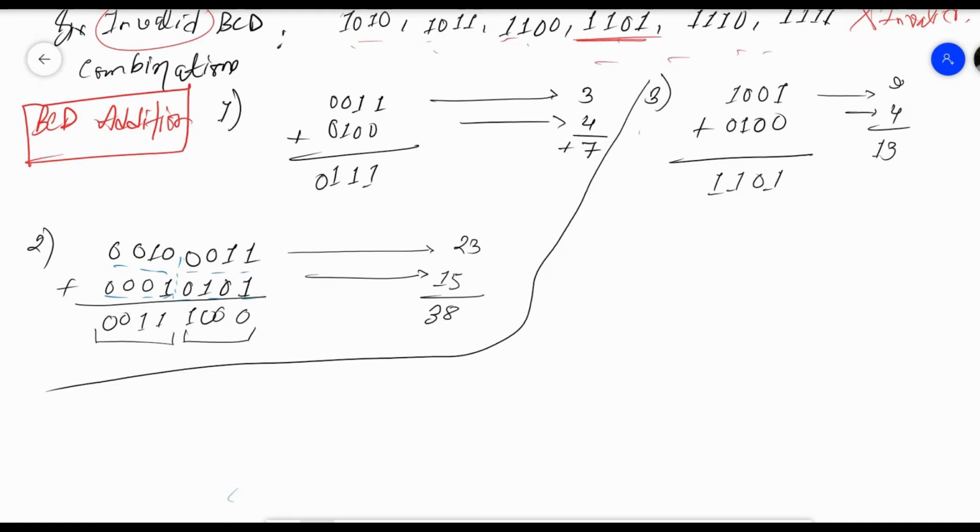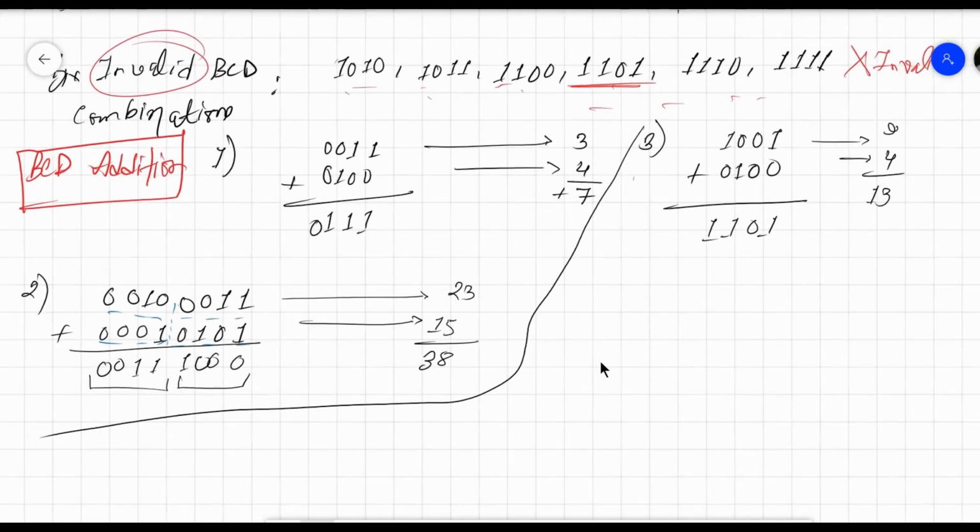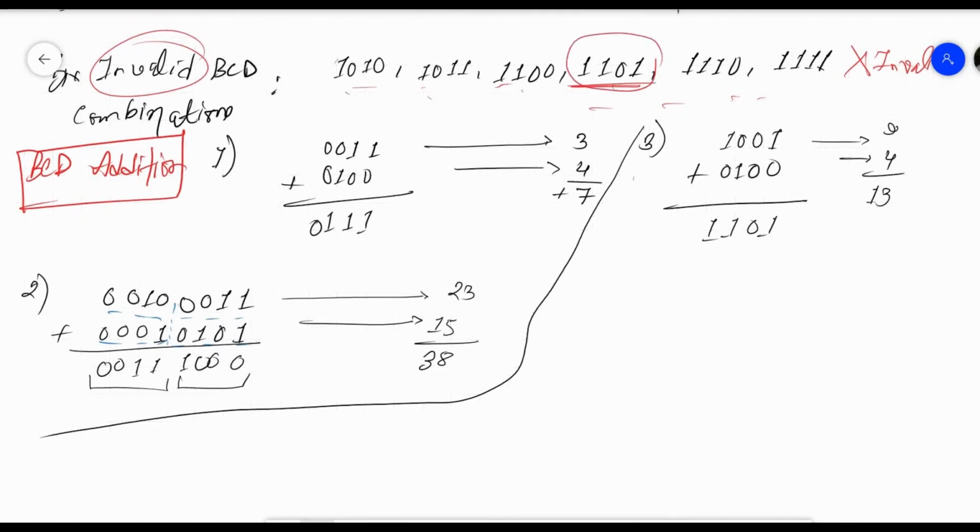If you can see above, this one, 1101. So this one is an invalid BCD number, invalid because it's greater than 9. So we'll have to convert it to its valid form.